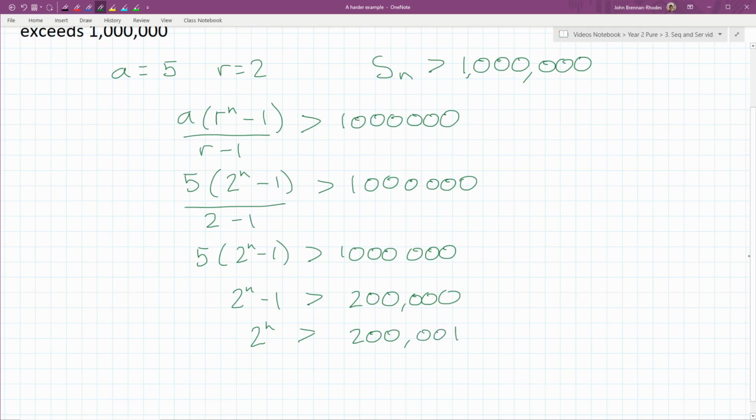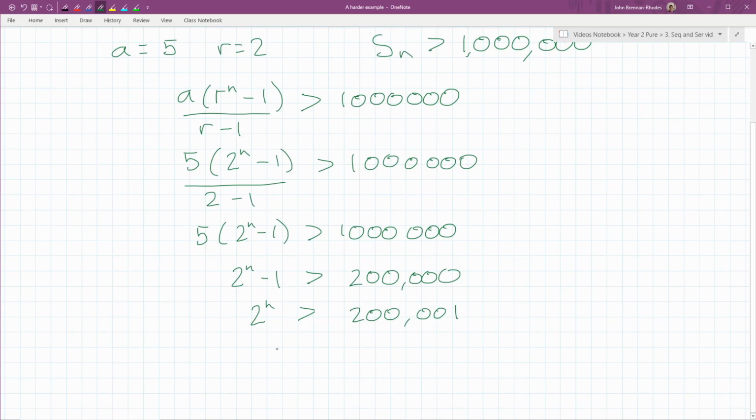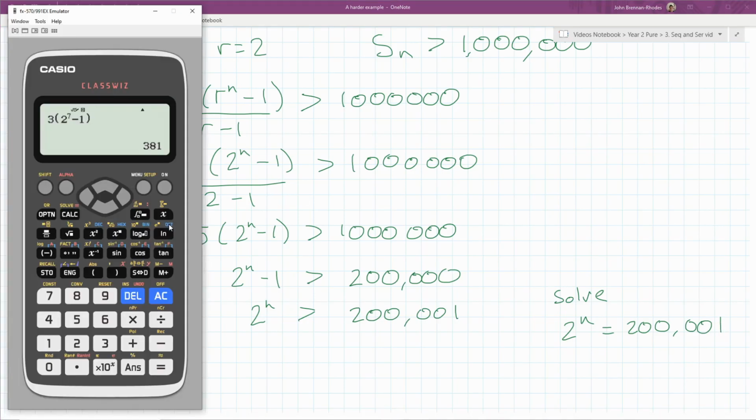And at this point, we need to find what something in the power is. So you might think logarithms, and that's what you should learn to think. When you're looking for something that's in the power, you want to think logarithms. So I'm going to find the critical value. I'm going to solve 2 to the n equals 200,000, and I'm going to do that by this method.